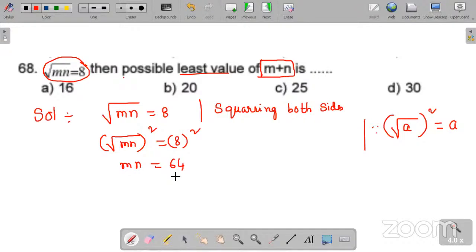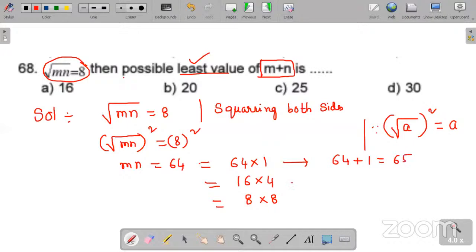That means we need to find out the factors of 64. What are the factors of 64? 64 into 1. Either m is equal to 64, n is equal to 1, m plus n will be 65. That will be more, but we need the smallest value of m plus n. So next we can write 16 into 4, and next we can write 8 into 8. Any other factors we have?